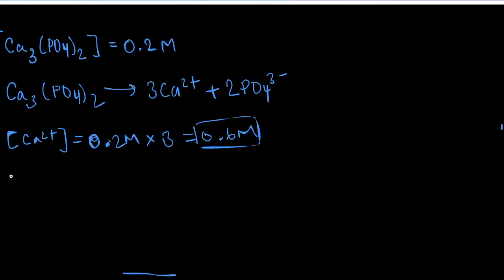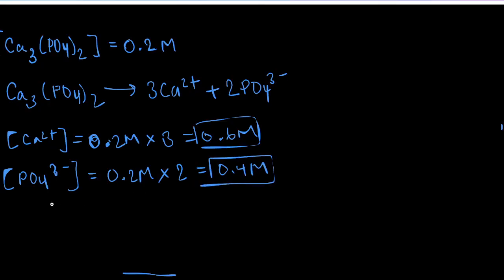Okay, now for phosphate, our concentration of phosphate ions, well, again, the solution's concentration is the same, 0.2 molar, and we see that we get 2 moles of phosphate ions for every 1 mole of calcium phosphate that dissociates. So that's 2, giving us an answer of 0.4 molar.